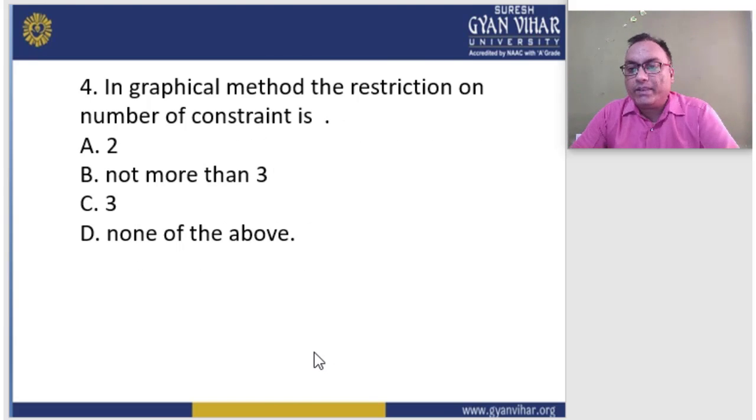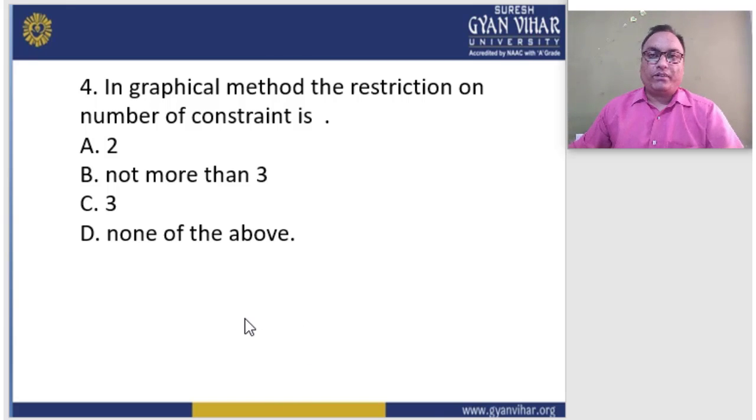And in the graphical method, the restriction on the number of constraints is 2, more than 2, and 3, and none of the above. So the correct answer is here none of the above. This is the correct final answer of this question. And then move to the next problem.